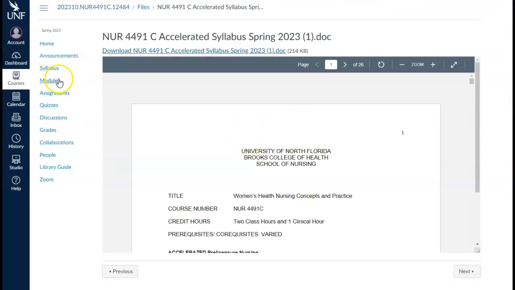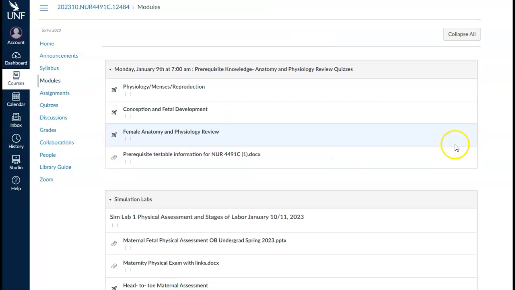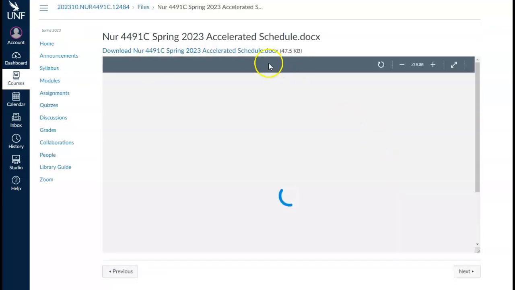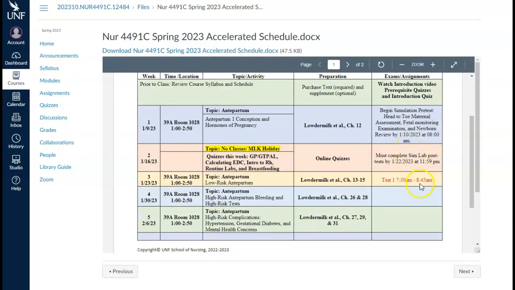All right, so let's go back to modules. So that was the syllabus. And here's the lecture schedule. It's every Monday afternoon. And then we're going to have test 1 in the morning before class. This is going to be in the computer lab in building 39A. Your class is in building 39A, room 1028, but this will be in our computer lab in building 39A on the 3rd floor.